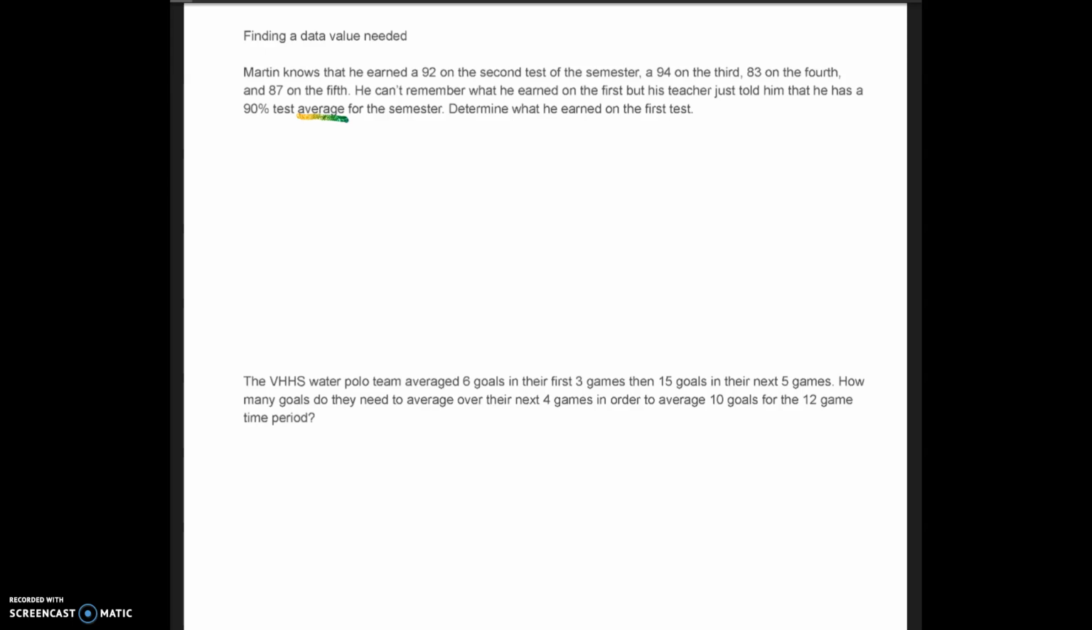All right, final thing we're going to go through is here on page 3. We've got two questions that are kind of backwards of what we've been doing, where I'm not going to ask you to find the average. I'm going to actually ask you to find a data point that's going to make an average happen. So we're going to look at this first question.